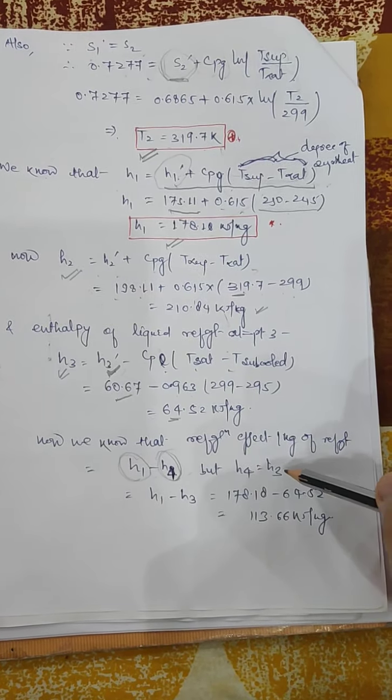Now we have the COP of the system. We know that the COP of the system can be given as refrigeration effect produced divided by the work input to the compressor, or it can also be written as refrigeration capacity to the power input. They will both give the same answer.